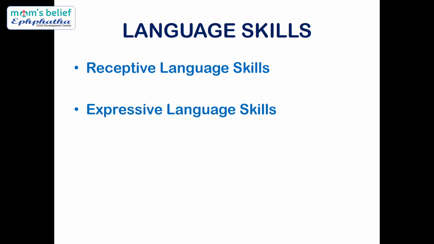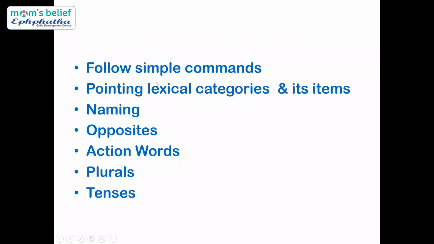Then the semantic level, that is naming. You can go for the next slide. Yes, we have this naming. Naming also takes place in the semantic level. So we name all the items that have been taught in the lexical categories by pointing, and their names have been said.